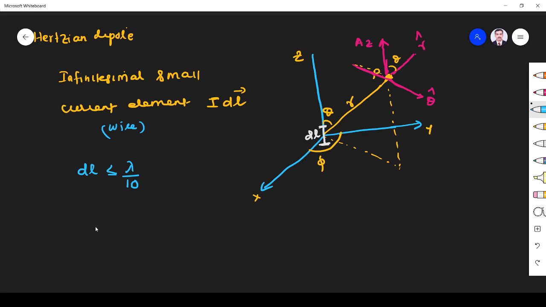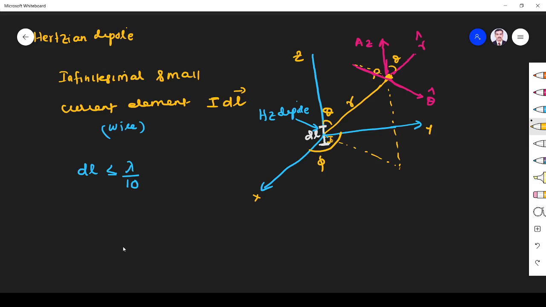Clear? Okay, then. Let us consider a Hertzian dipole as shown in the figure. Here, this is our Hertzian dipole, this DL. It is kept at the origin. This white color is the antenna. Here the current flowing through the element is I. So the antenna is kept at the origin.